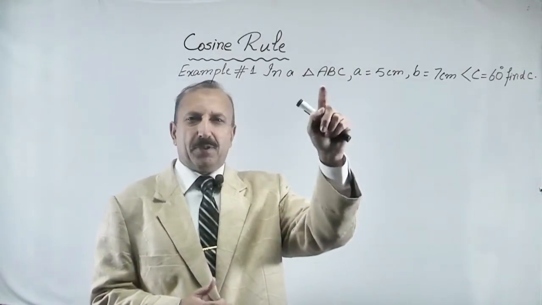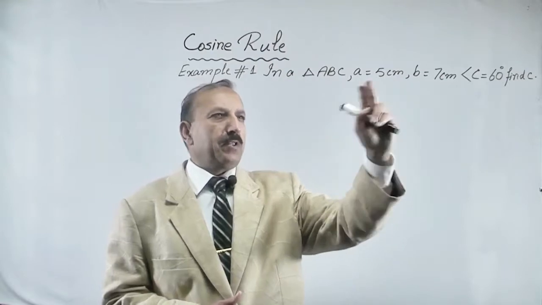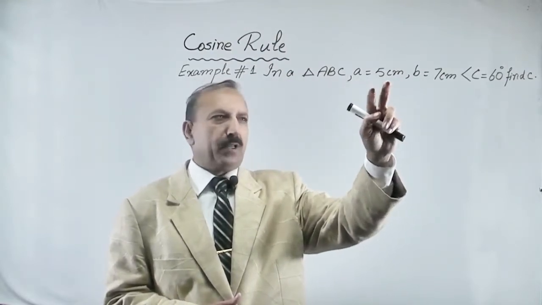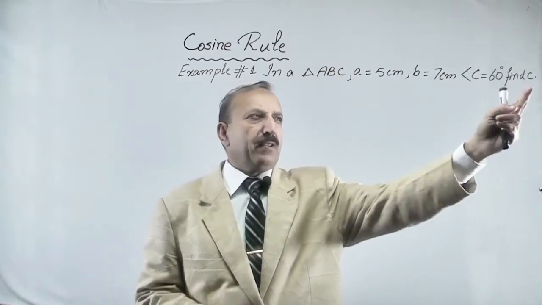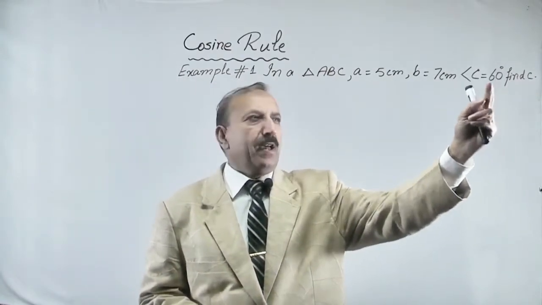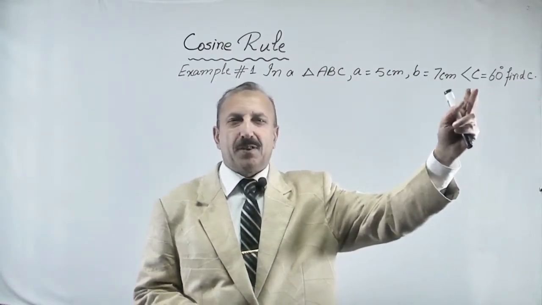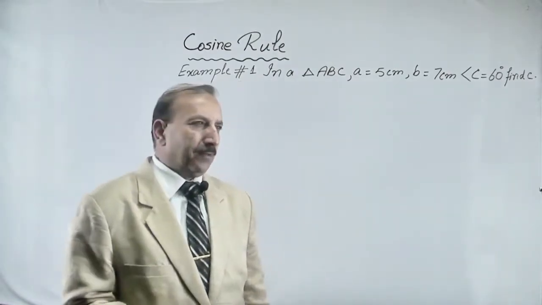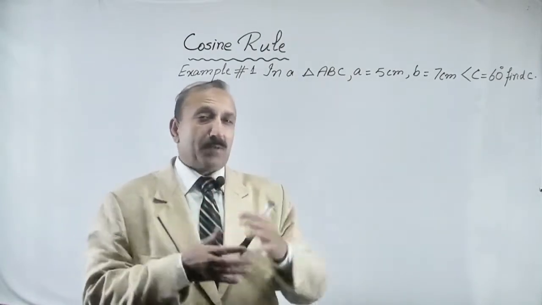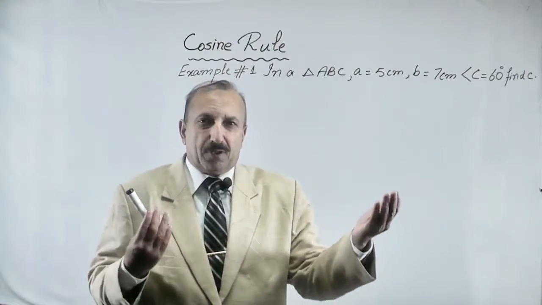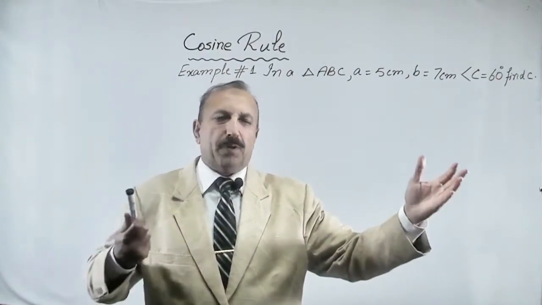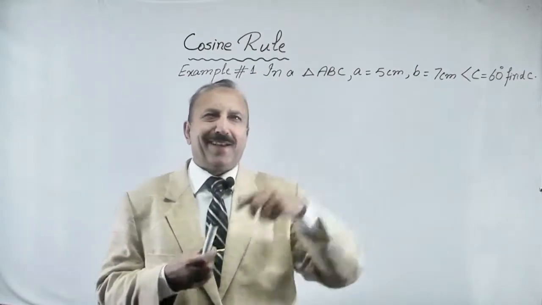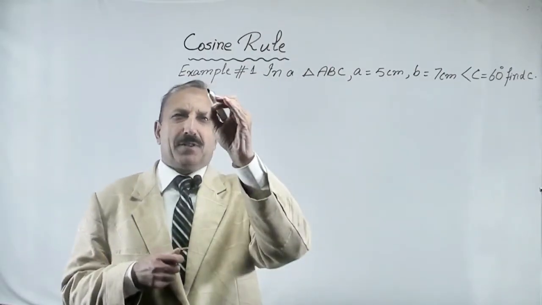In a triangle ABC, we have given information. Side A is 5 centimeters, side B is given as 7 centimeters. Side C we are supposed to find, and its respective angle C is given. You see, there is a possibility the figure is not given. You can draw it yourself and label it, no problem. But you can directly solve this given example.